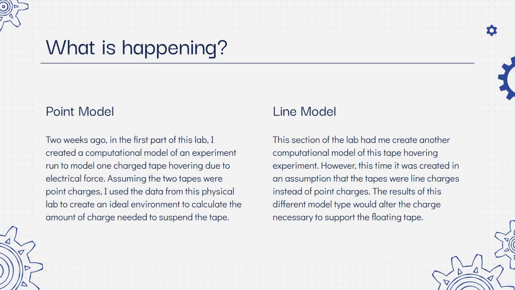Taking all that data, we put it into an ideal sort of coding environment and use point charges to calculate that amount of charge. This week, we created another computational model, but this time we're using line charges instead of point charges like we did the week before. And this will alter sort of how much charge is needed to suspend the tape.